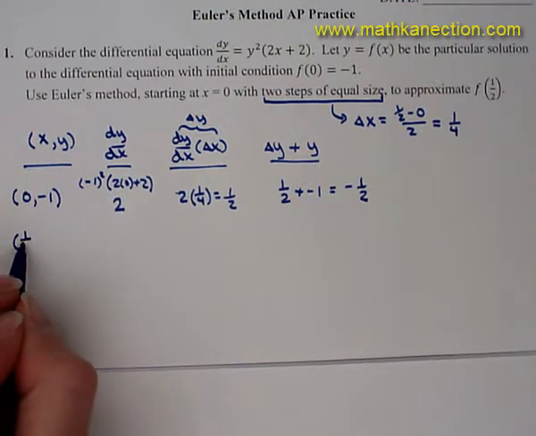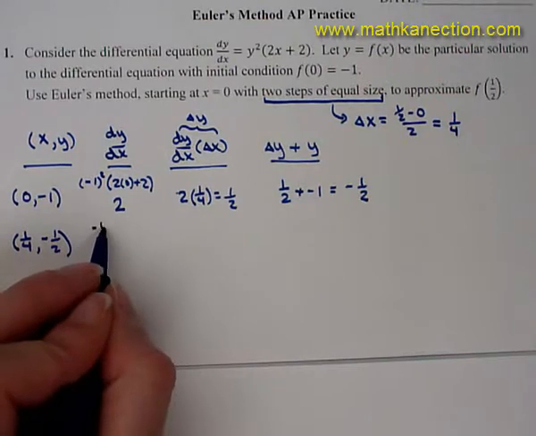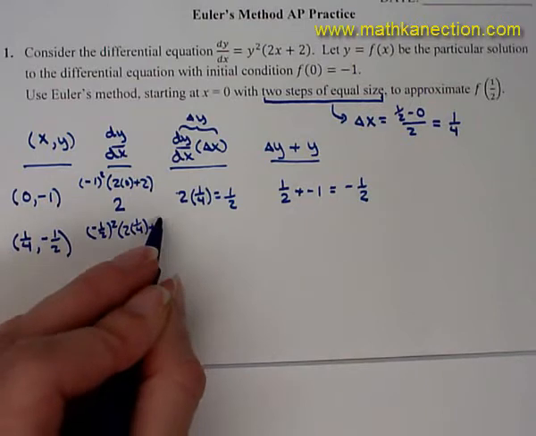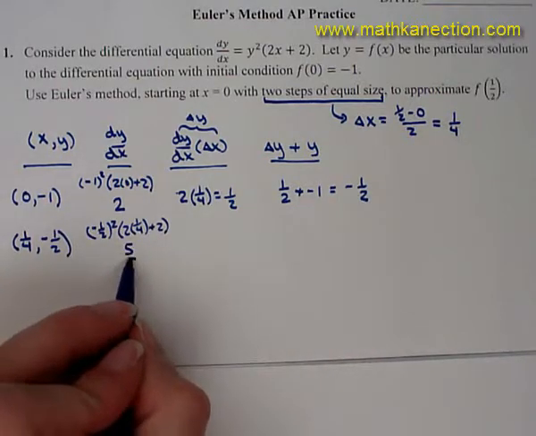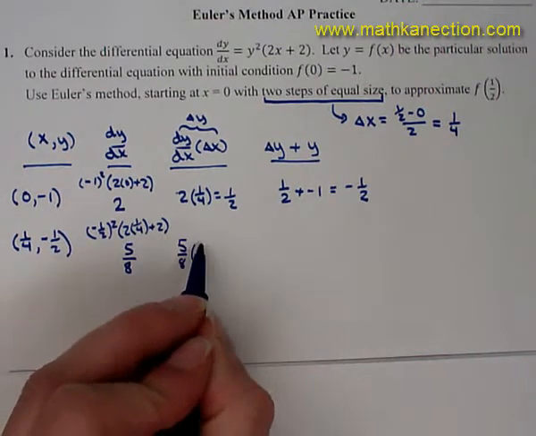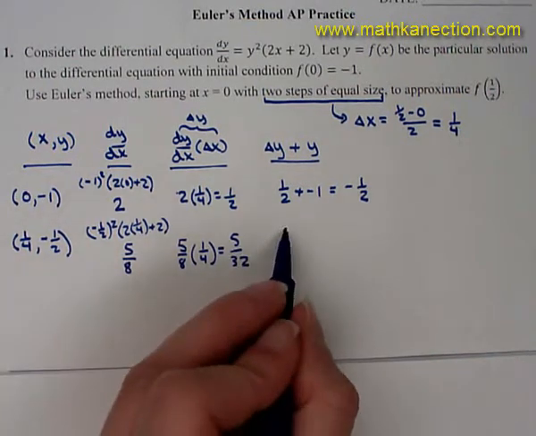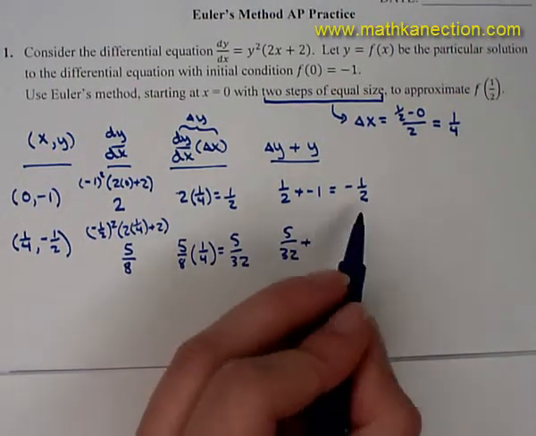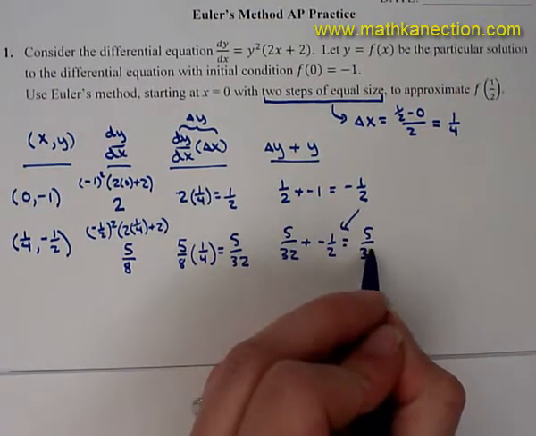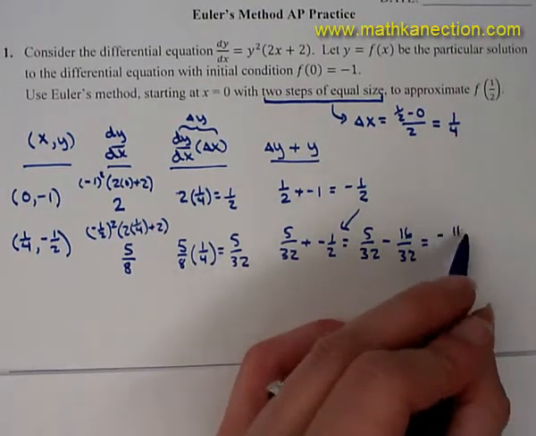So now the point is 1/4 and the y value of -1/2. Calculating dy/dx, taking that -1/2 squared, multiplying by 2 times the 1/4 plus 2, so dy/dx is equal to 5/8. dy/dx of 5/8 multiplied by the delta x of 1/4 is 5 over 32. Delta y, which is 5 over 32, add on that y value of -1/2. Getting common denominators, we have 5 over 32 minus 16 over 32, which is -11 over 32.